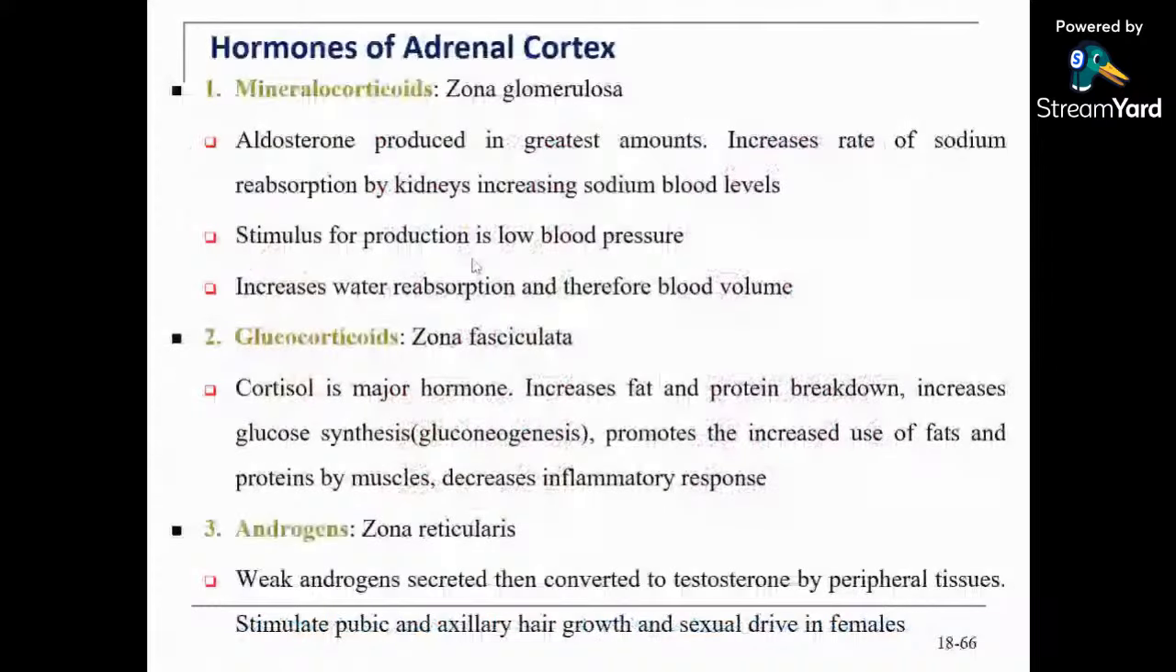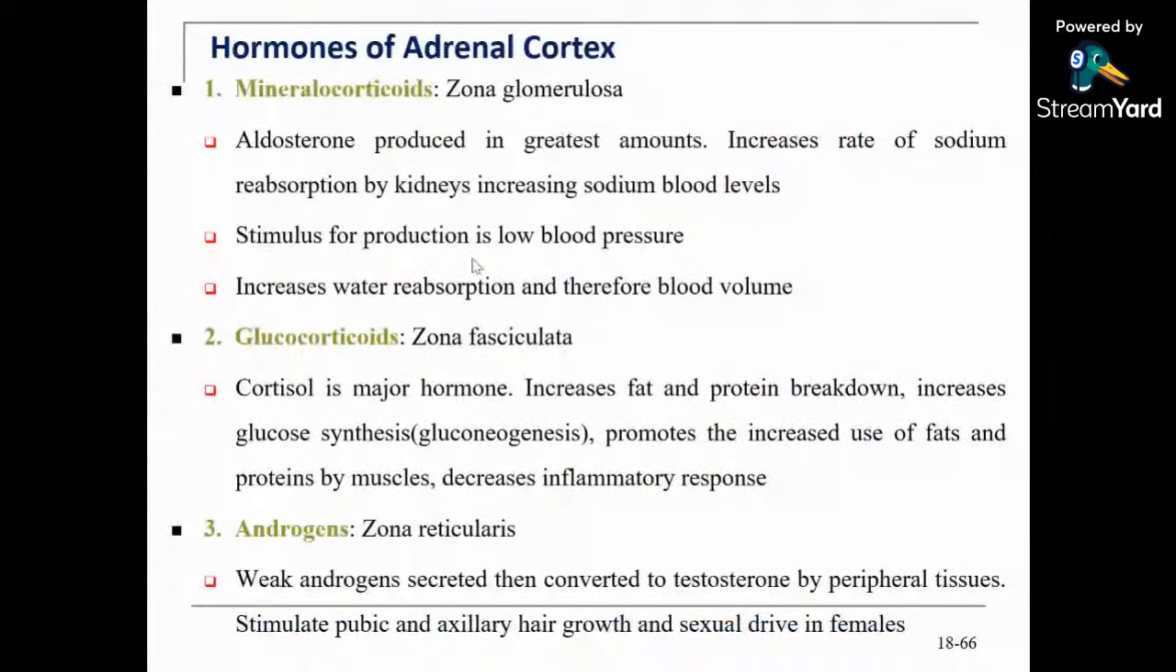Now, hormones of the adrenal cortex. Mineralocorticoids, released from the zona glomerulosa, with aldosterone produced in greatest amount, increase the rate of sodium reabsorption by the kidneys, increasing sodium blood levels. The stimulus for production is low blood pressure, and it increases water reabsorption and therefore blood volume. Glucocorticoids are released from the zona fasciculata, with cortisol the major hormone; it increases fat and protein breakdown, increases glucose synthesis, promotes increased use of fats and proteins by muscles, and decreases the inflammatory response. Androgens are released from the zona reticularis; weak androgens are secreted and then converted to testosterone by peripheral tissue, stimulating pubic and axillary hair growth and sexual drive in females.